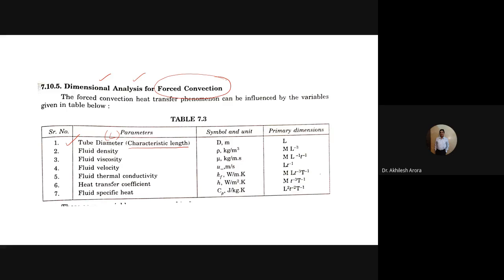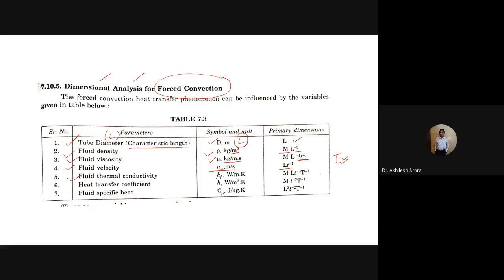So you can see here, the symbol is D. You can take it as L also, and its primary dimension is L. Similarly, the fluid density is given as rho, units kg per meter cube, dimensions ML^-3. Fluid viscosity is represented as mu, and for time we are using the small t, and for temperature we are using the capital T. The next parameter is the fluid velocity, given as u infinity, whose dimensions are Lt^-1.